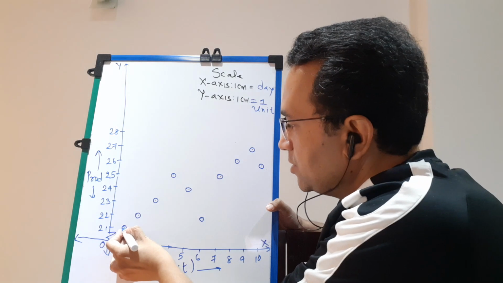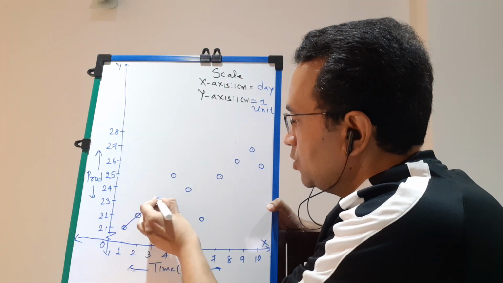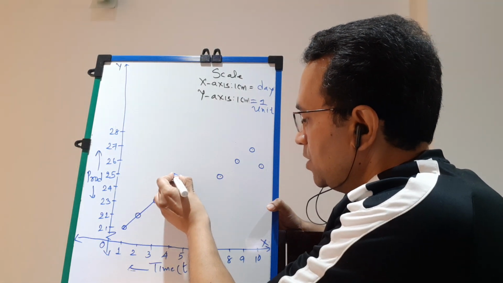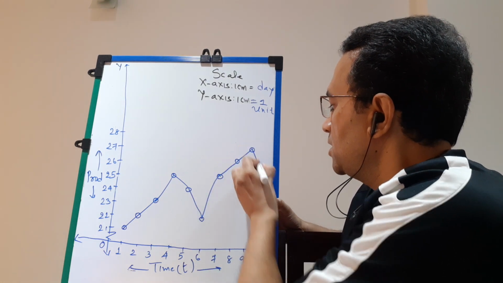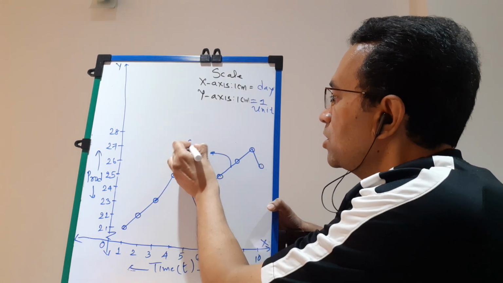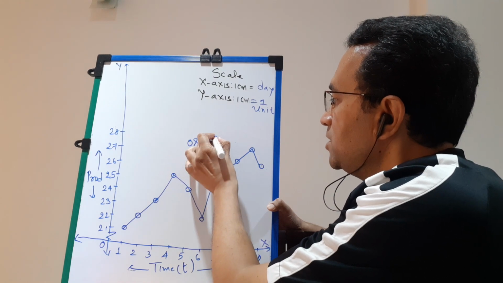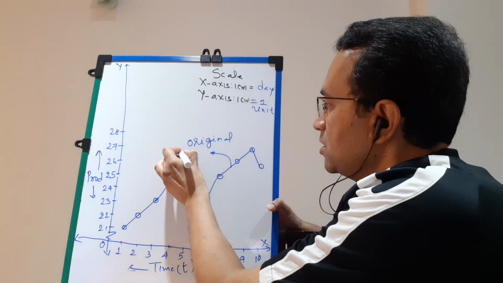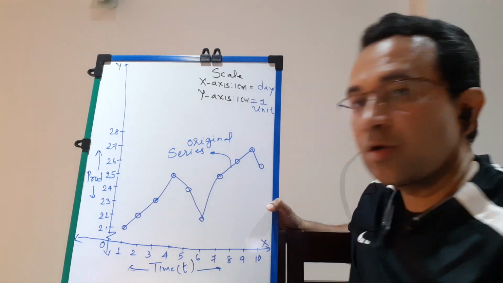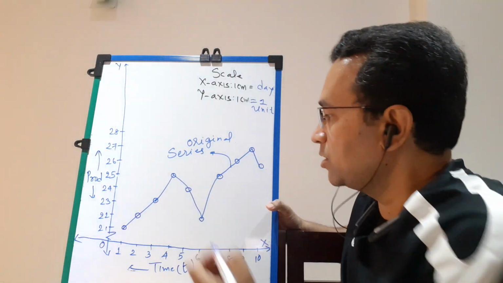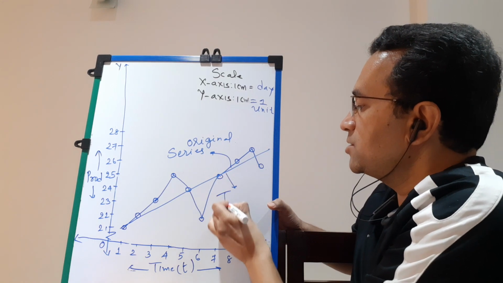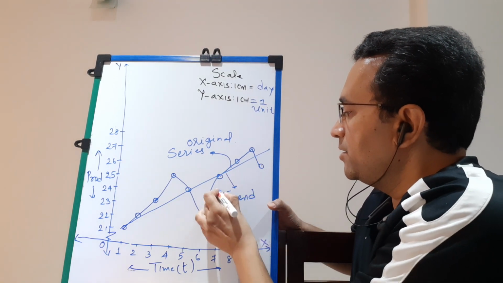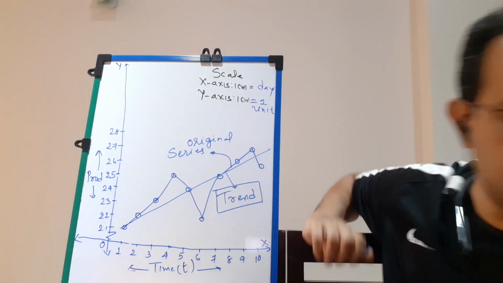So if I join these in order, 1, 2, 3, 4, 5, 6, 7, 8, 9, 10, this is your original series. Here also a line will fit more. We can draw like this, a line. And this line is the trend, the linear trend. That's all, students.